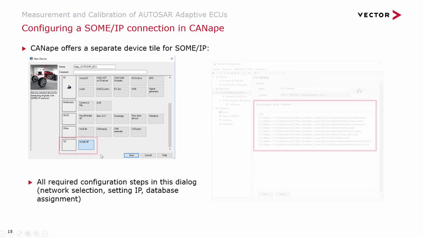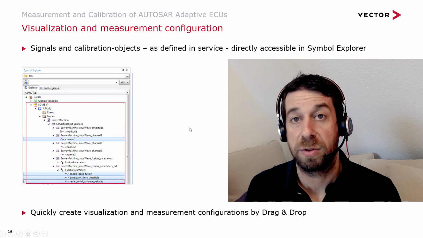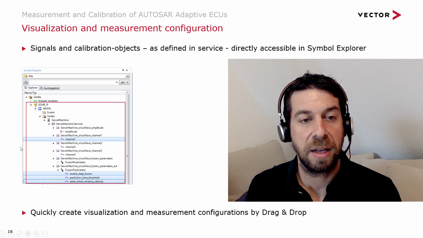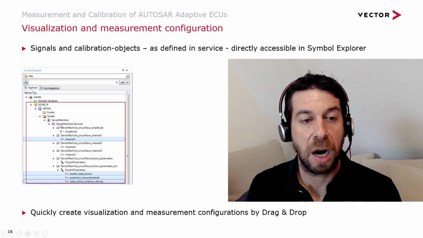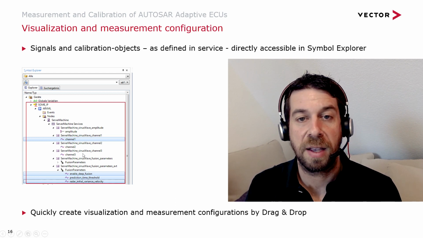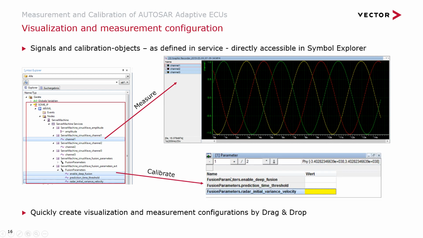And once the database is added, it is very easy to measure the signals and set the calibration objects. It's the same handling and feeling as before. We have our device in the Symbol Explorer in CANape, with our signals and calibration objects. By drag and drop, we can move these signals to a graphical window or other windows offered in CANape, then just click Start Measurement, and you can visualize or record the signals. The same goes for calibration: just drag and drop the calibration parameter to a parameter window, and then you can change the value.